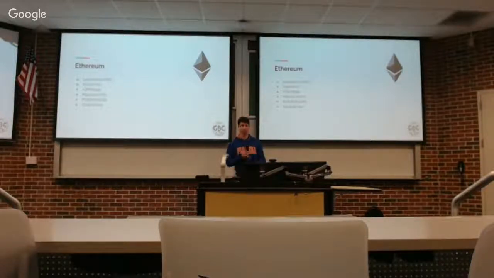Ethereum is by far the most popular platform for the development of decentralized applications. Almost all initial coin offerings are essentially built on Ethereum.